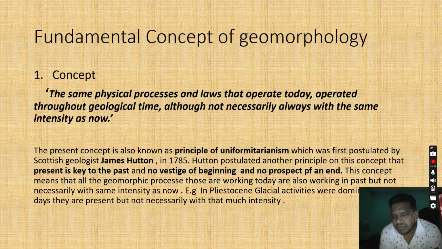Let's take an example that justifies this concept. We have all heard about the Pleistocene glaciation. Glacial activity was at its peak in the Pleistocene. Nowadays, glacial activities are also there, but the intensity of glaciation is not as much as in the Pleistocene. From this example, we can understand that geomorphological processes are the same, but the intensity of working is different on different time scales. Okay, so let's come to the next concept, concept number two.